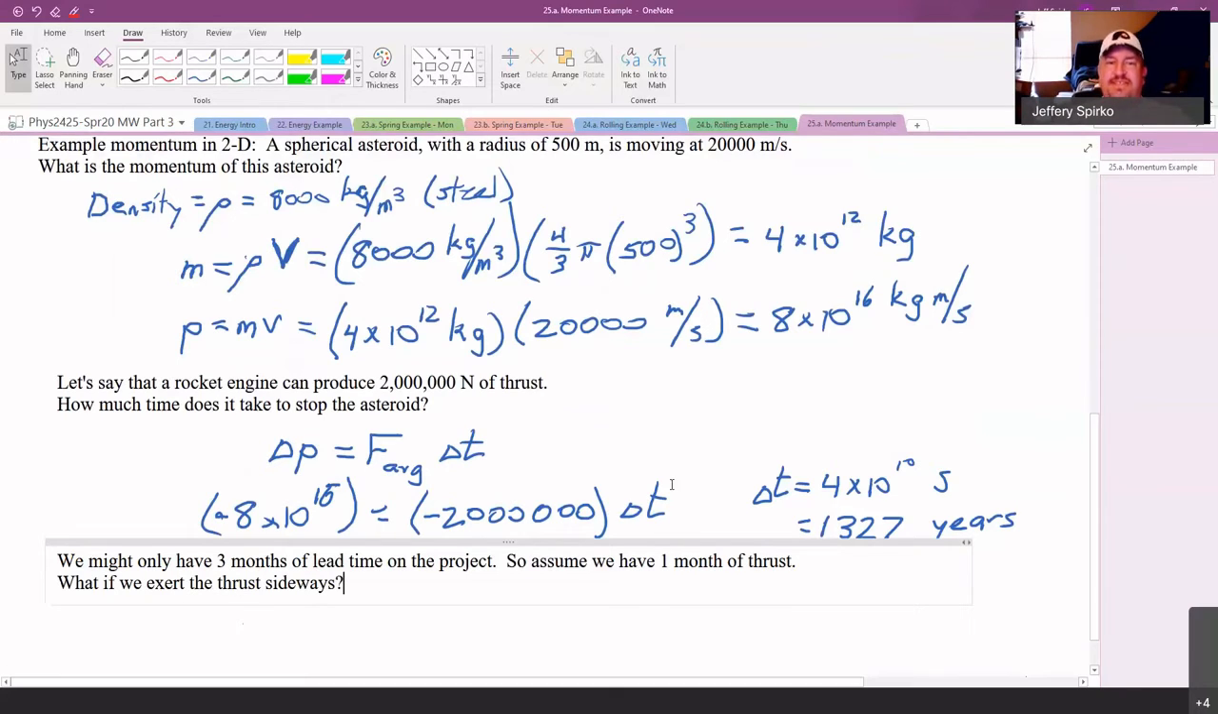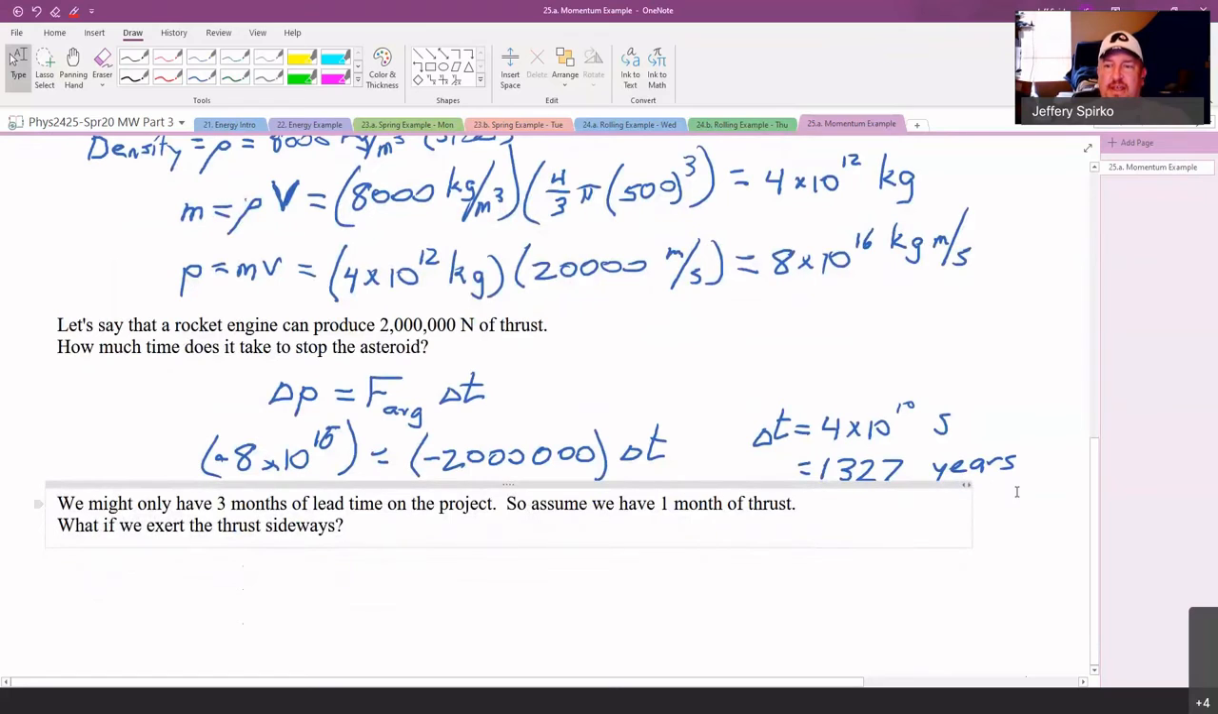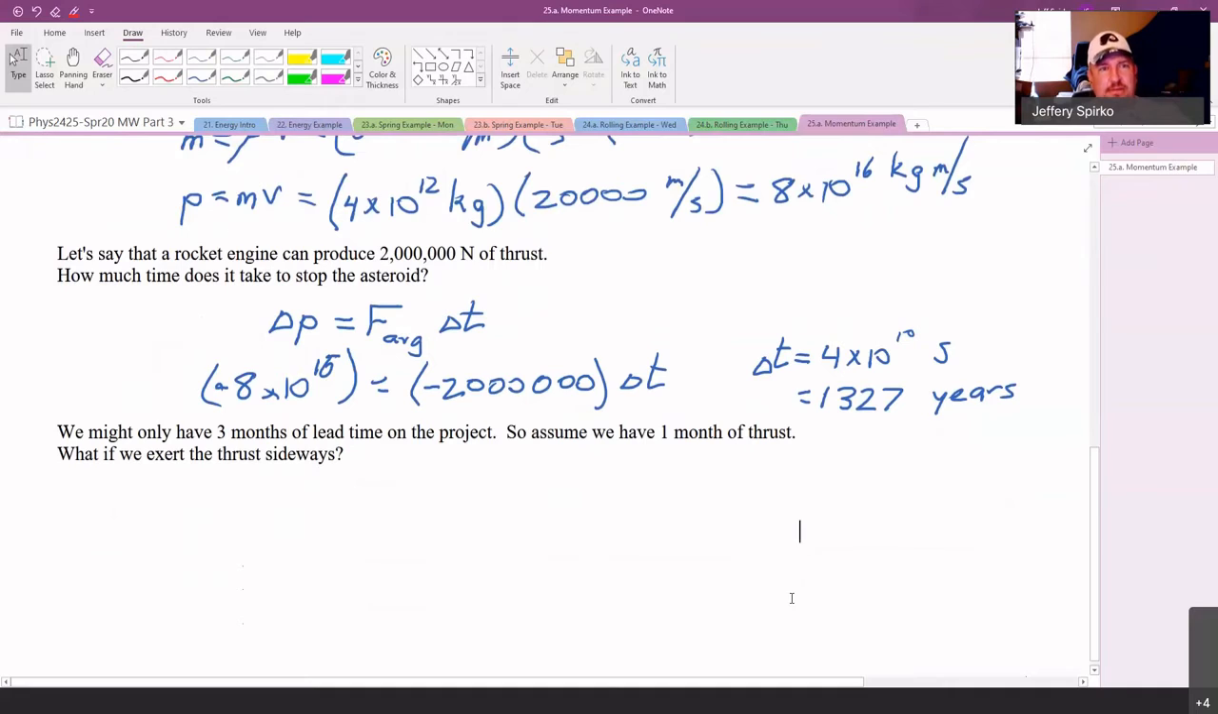What if we exert the thrust sideways instead of exerting it in reverse? So now I need a diagram to symbolize what's going on here. Here's our mass with its V initial, and it is heading for the nice green planet Earth.